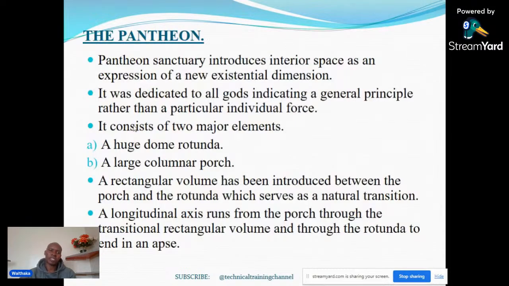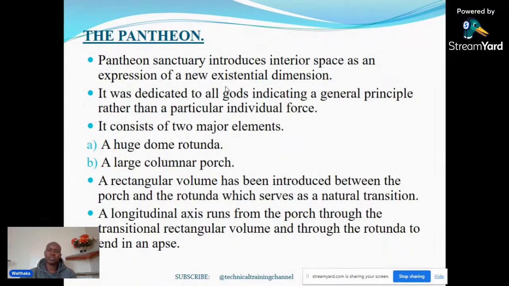Then we look at the next building in this session. That is the Pantheon. Remember, with the Greek, we talked of the Parthenon, but the Parthenon is different from Pantheon. So for the Roman, one of their most iconic buildings is the Pantheon.